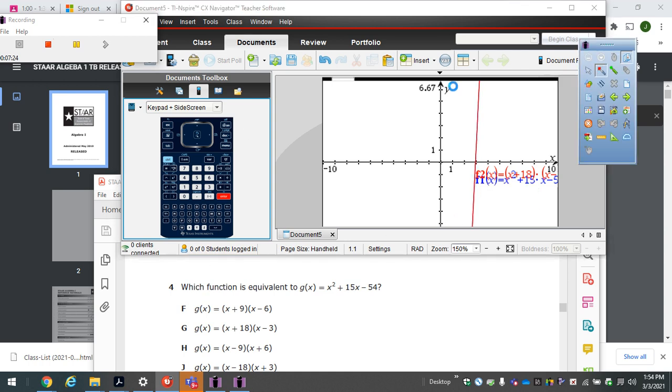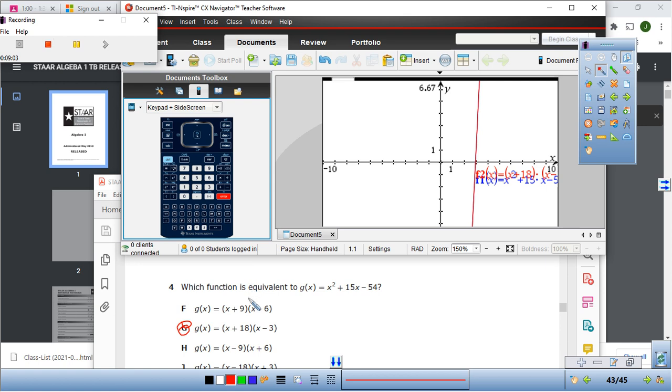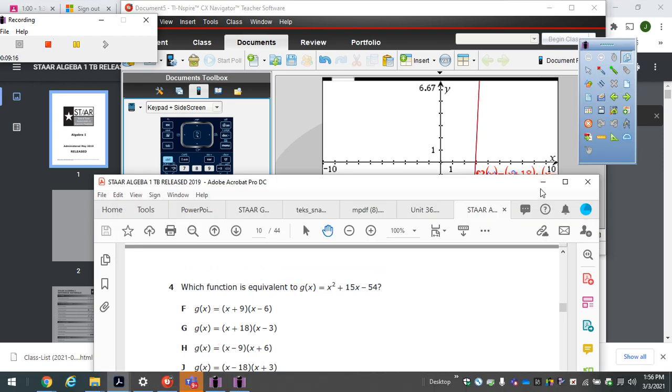So it's like the cheater's way, but it's not cheating because you're using this to your advantage. You know this is a graph, this is a graph, this is a graph, this is a graph. That's also a graph. And they want you to know which is equivalent. The same. Okay, then come back over here.